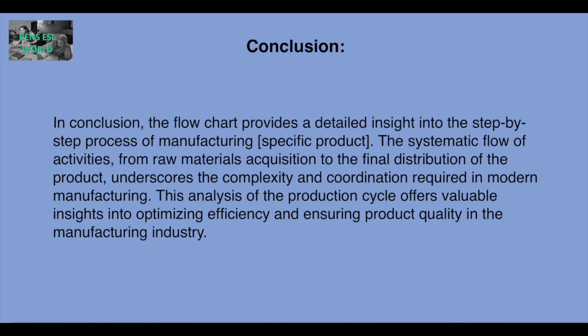Conclusion. In conclusion, the flowchart provides a detailed insight into the step-by-step process of manufacturing a specific product. The systematic flow of activities, from raw materials acquisition to the final distribution of the product, underscores the complexity and coordination required in modern manufacturing. This analysis of the production cycle offers valuable insights into optimizing efficiency and ensuring product quality in the manufacturing industry.